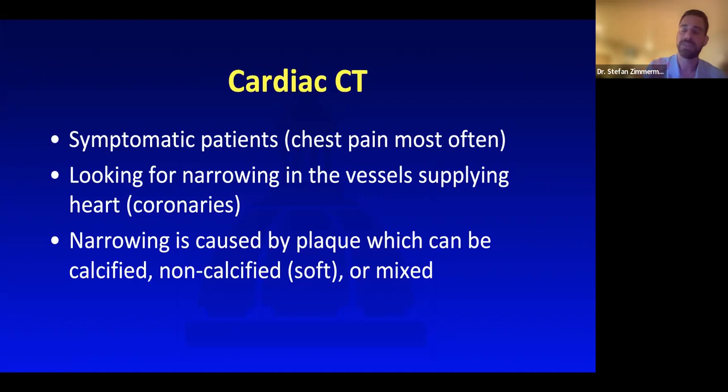It's known that there's no actual value in getting a cardiac CT if you don't have symptoms. One, you would think it would be important to know whether you have any blockages, but it turns out that if you don't have symptoms from those blockages, there's really nothing extra you would necessarily do about them.